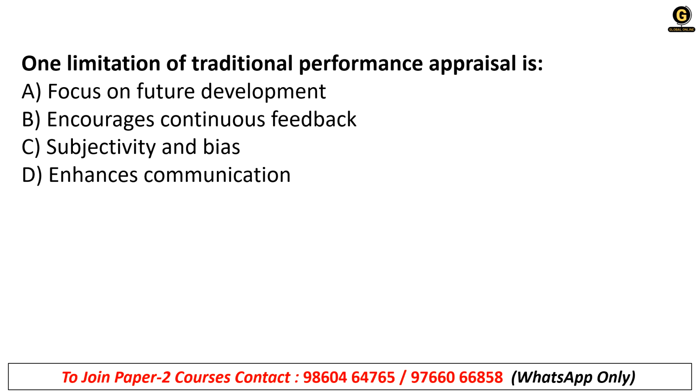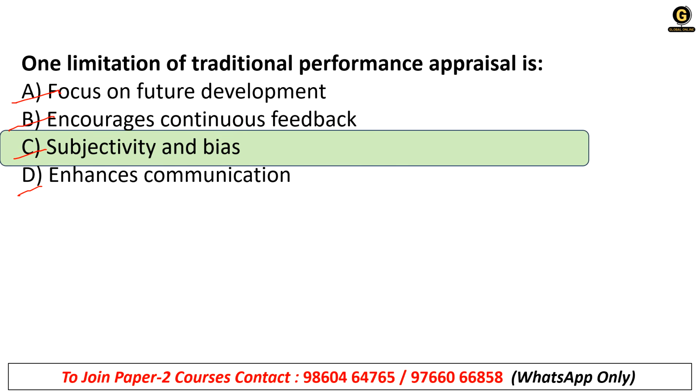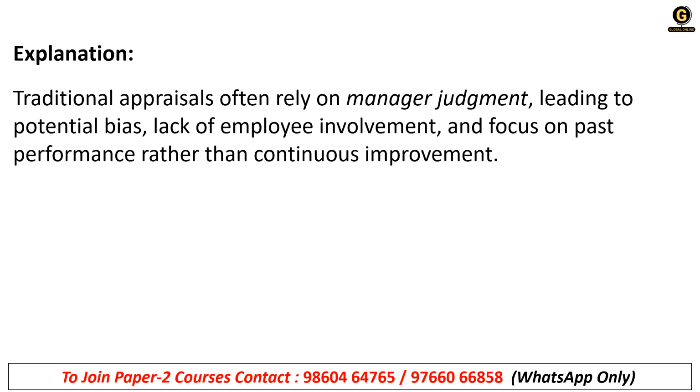One limitation of traditional performance appraisal is: A, focus on future development; B, encourages continuous feedback; C, subjectivity and bias; and D, enhances communication. So what is the limitation of traditional performance appraisal? It is subjectivity and bias. Okay. Traditional appraisals often rely on manager judgment, leading to potential bias, lack of employee involvement, and focus on past performance rather than continuous improvement. Okay.